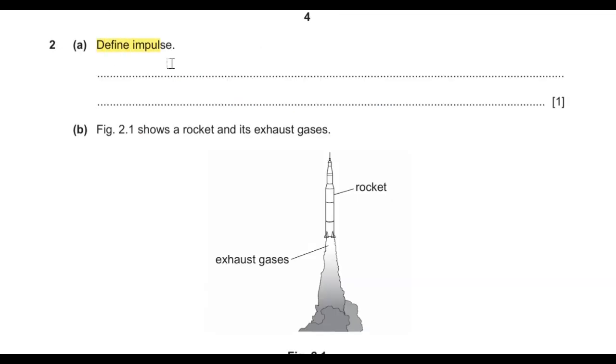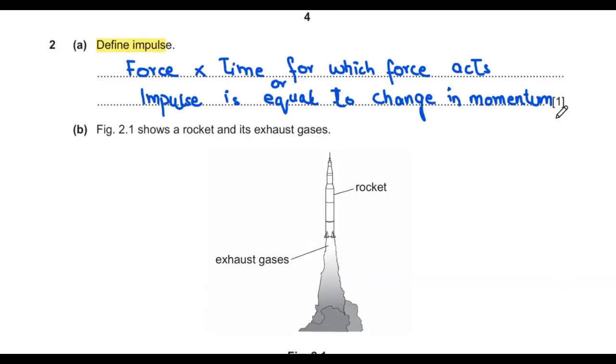Second question says define impulse. So impulse is force multiplied by the time for which the force acts, or we can say impulse is also equal to the change in momentum of a body.